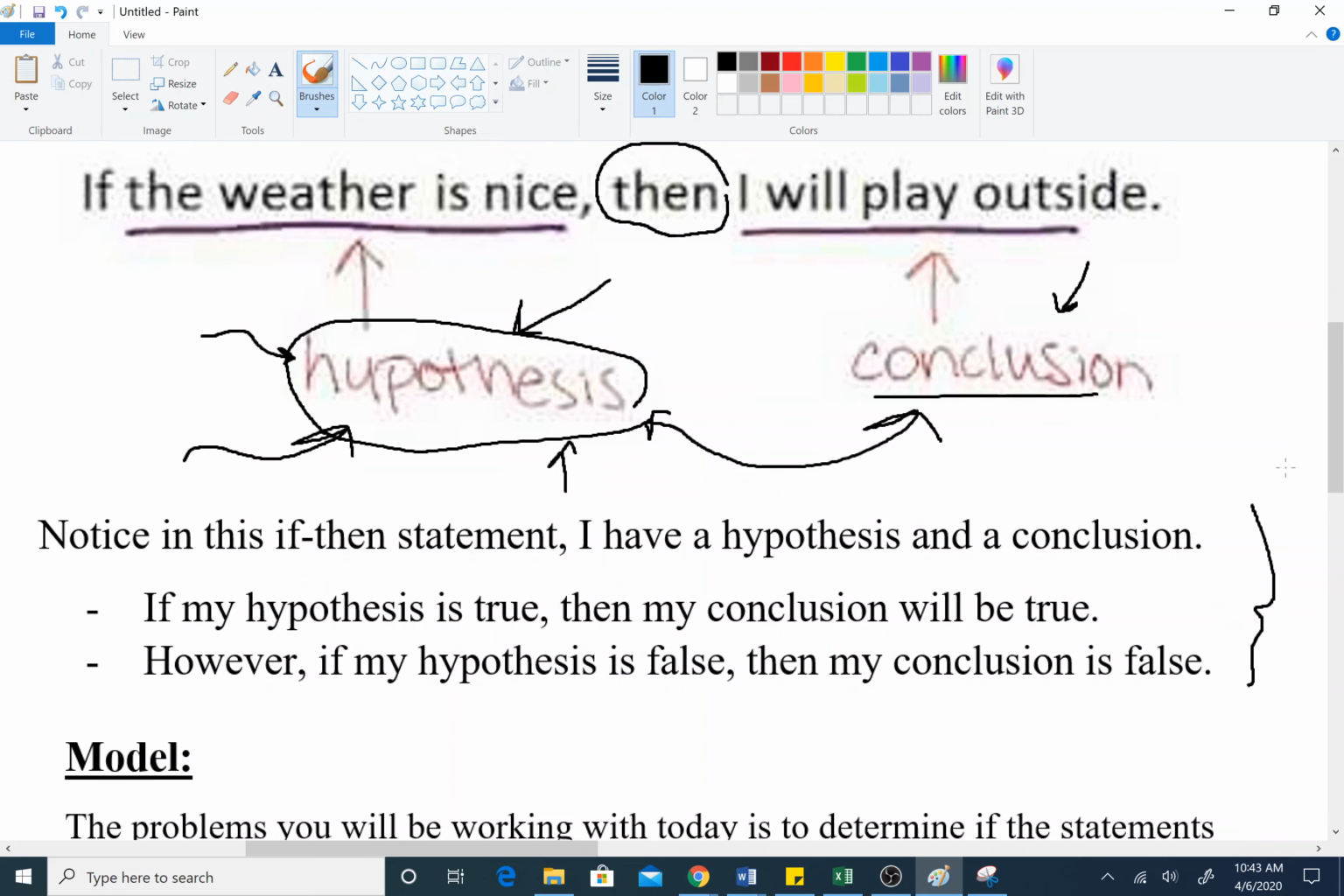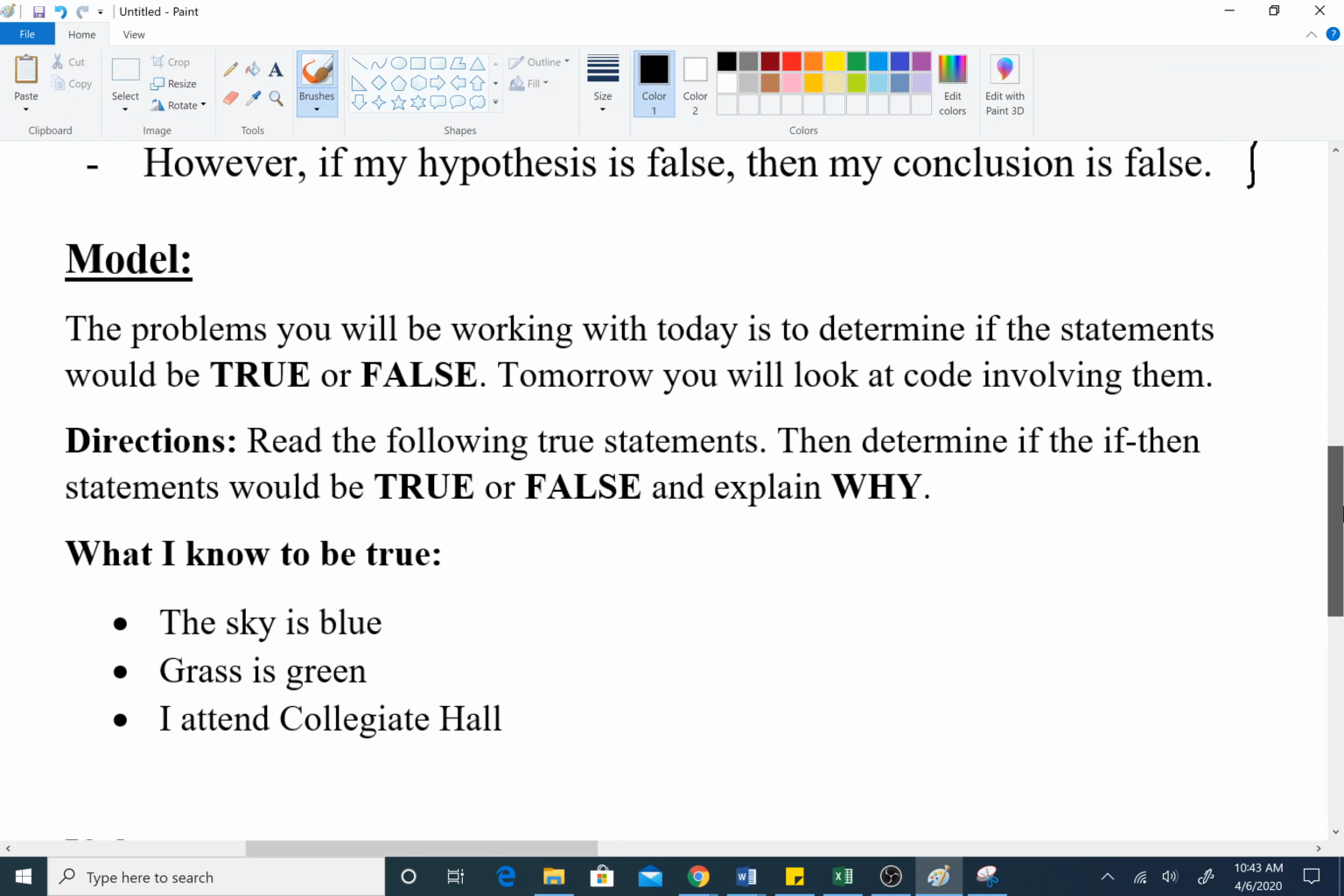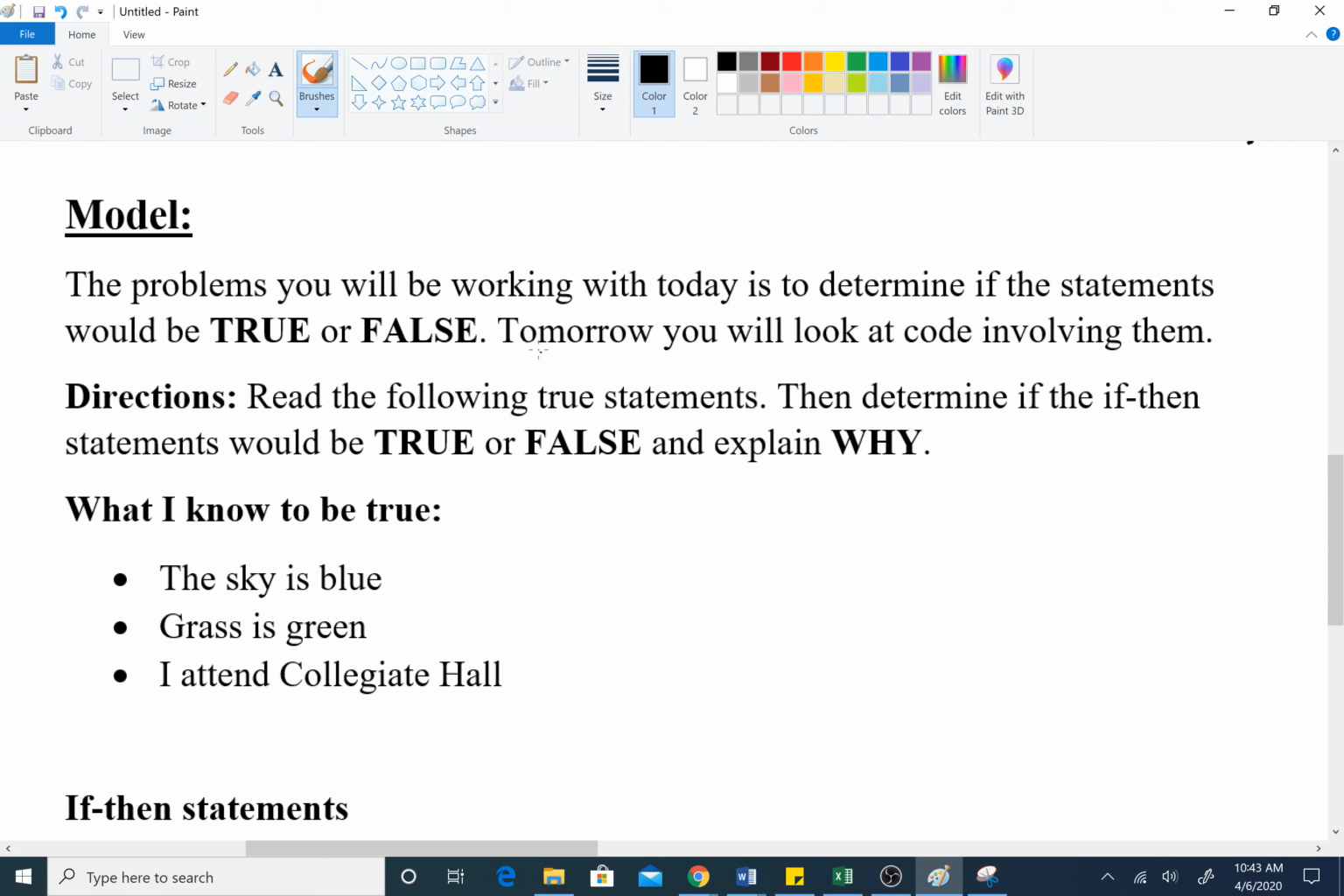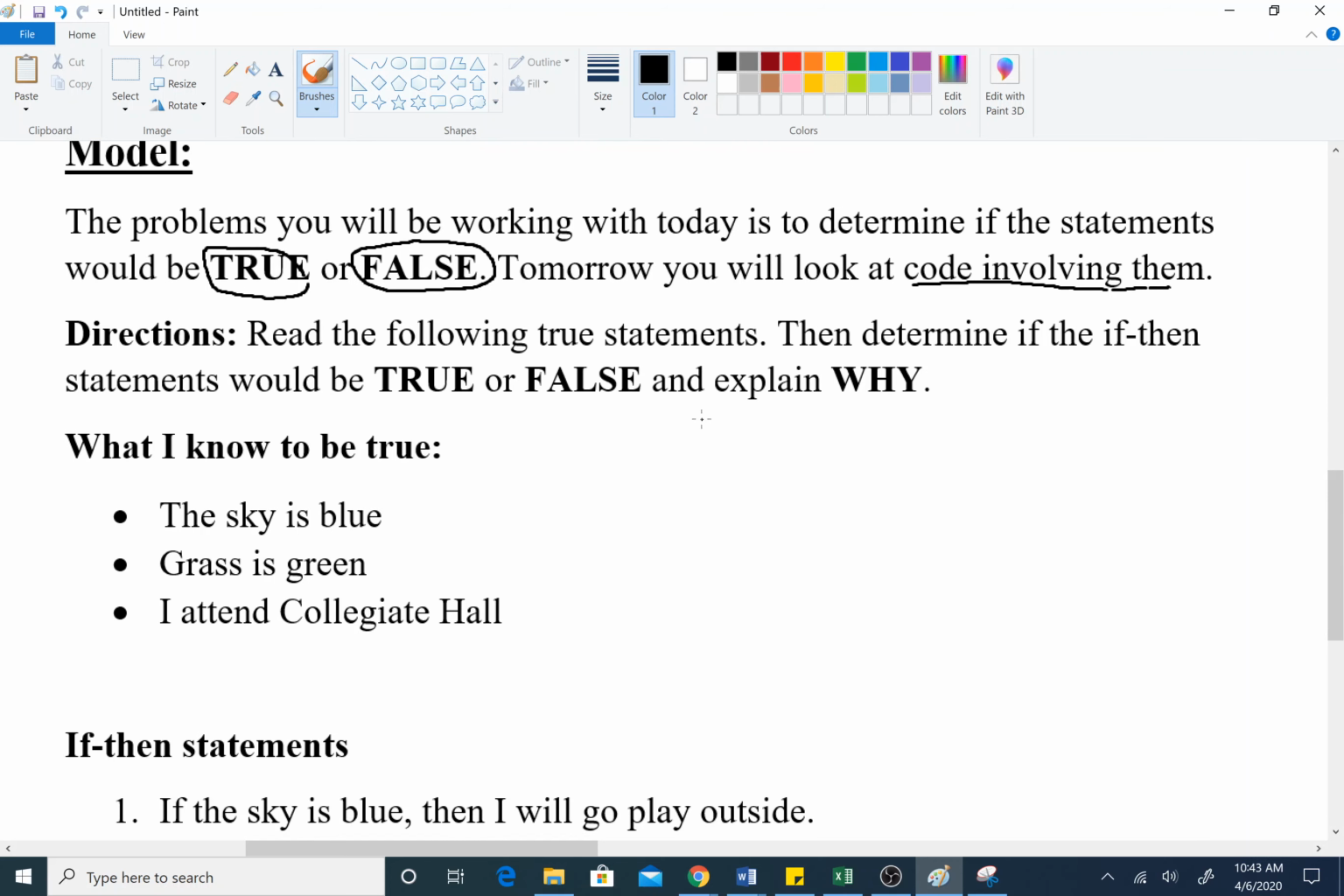So let's look down here at the model on your packet. It says the problems you'll be working with today are to determine if the statements are true or false. Then tomorrow we'll be looking at code, so no coding today. You're going to read the following true statements, then determine if the if-then statements will be true or false, and make sure you explain why.